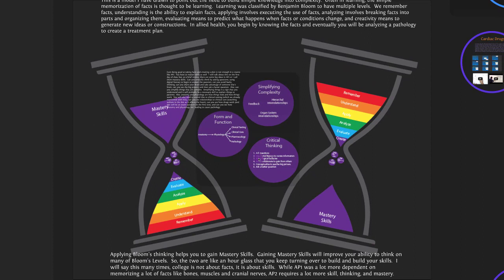Applying Bloom's thinking helps you to gain mastery skills, and in turn, gaining mastery skills will improve your ability to think on many of Bloom's levels. So the two are like an hourglass that you need to keep turning over and over to build your skills. I will say this many times, college is not about facts, it's about skills. While AP1 was a lot more dependent on memorizing a lot of facts like bones, muscles, and cranial nerves, AP2 requires a lot more skill, thinking, and mastery.